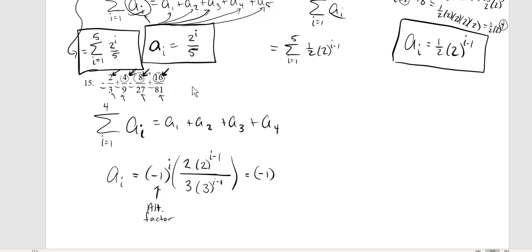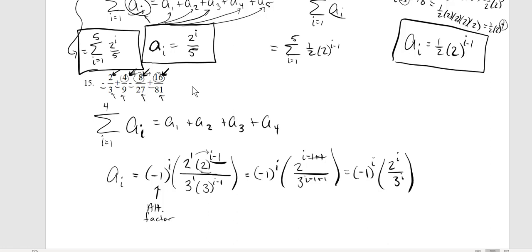Let me keep this as nice looking as possible. Notice here, 2 times 2 to the i minus 1. This is just 1 power of 2 multiplied on i minus 1 powers of 2. Right, you got to add the powers to put these together. This is 2 to the i minus 1 plus 1. Same down here, 3 to the i minus 1 plus 1. So what do we have? It's just 2 to the i in the top and 3 to the i in the bottom.